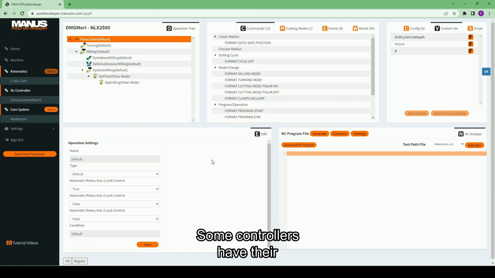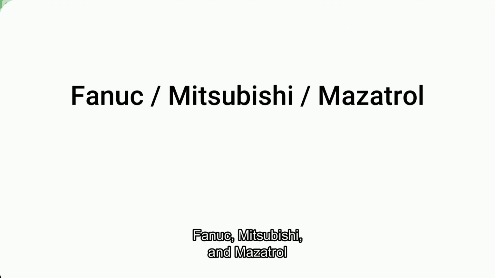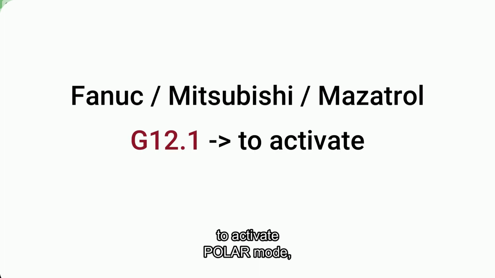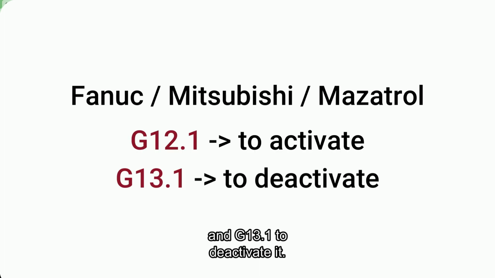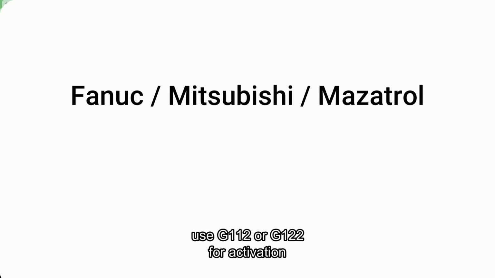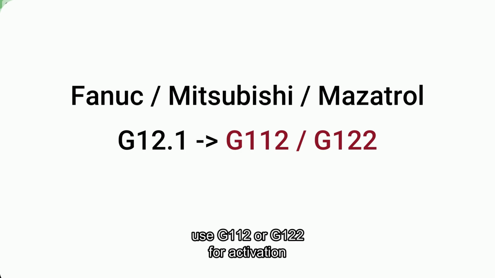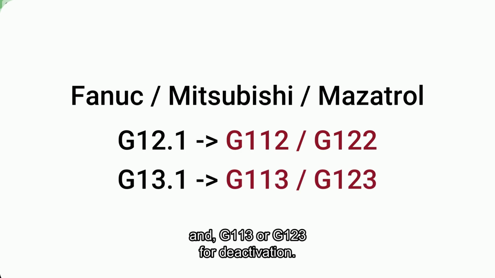Some controllers have their own polar mode functions. Fanuc, Mitsubishi, and Mazatrol controllers use G12.1 to activate polar mode and G13.1 to deactivate it. But some of the older versions use G112 or G122 for activation, and G113 or G123 for deactivation.